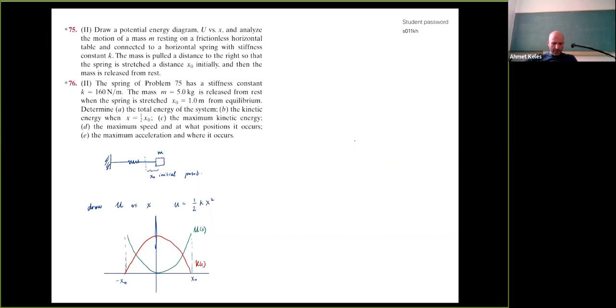The spring in this problem has a stiffness constant K, and a mass of 5 kilograms is released from rest when the spring is stretched 1 meter. Determine the total energy of the system. A, okay. I think the suggested problem is 76, but 76 was referring to 75, so I had to write both of them. Total energy of the system, E total, we now know we can just put 1/2 k x max squared, right? And we'll just plug in numbers.